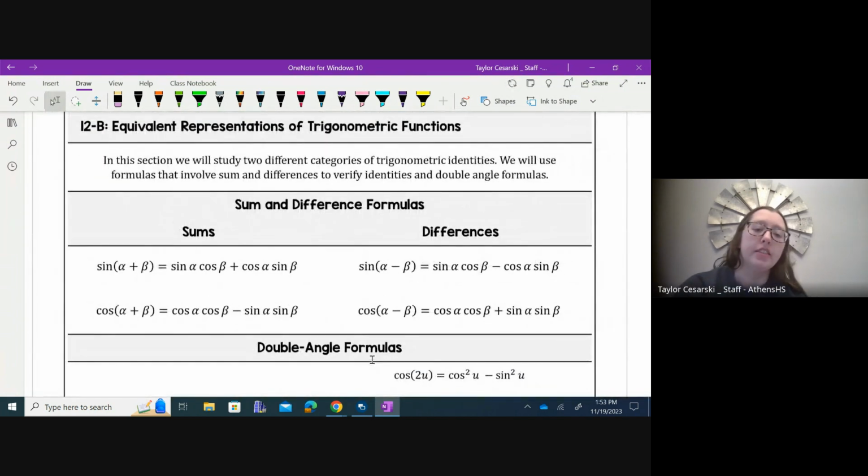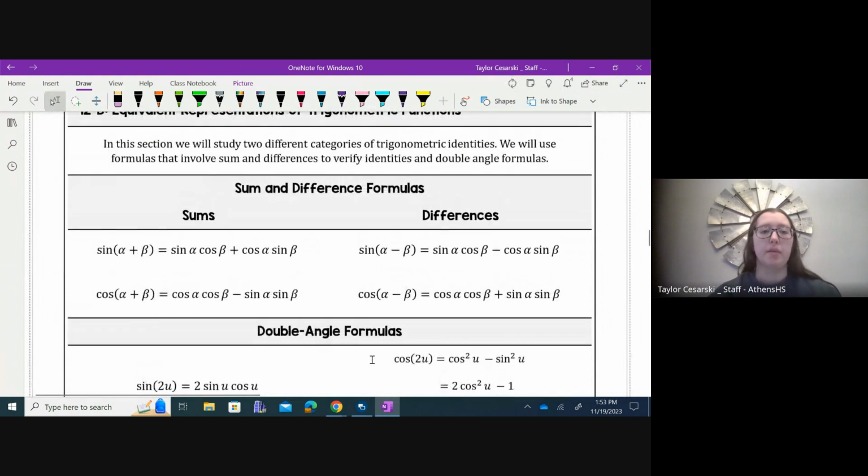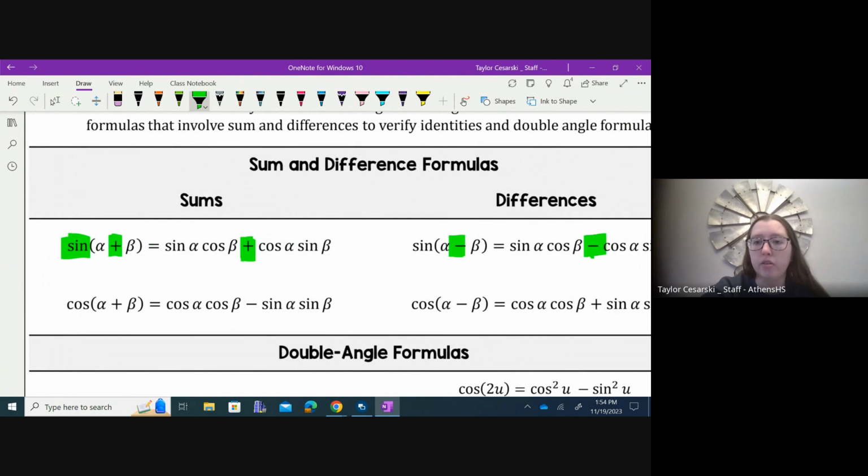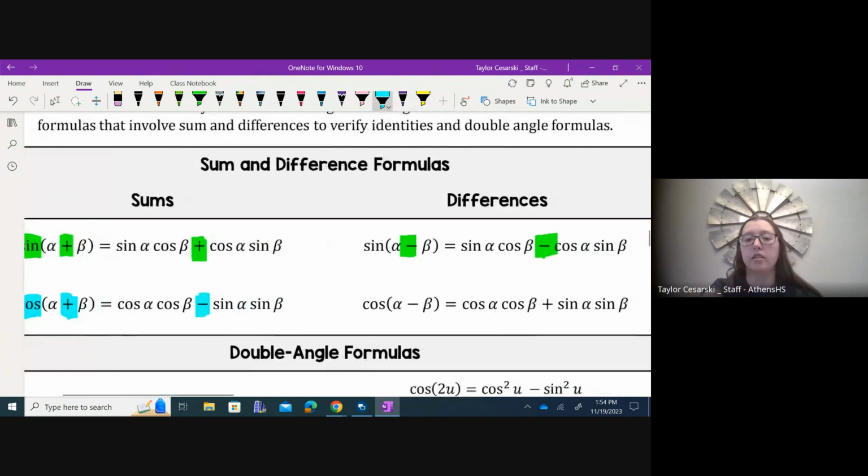All right, next are sum and difference and double angle formulas. So sum and difference, these are ones that you do have to memorize again. So I'm going to show you some tips and tricks on how to memorize these. How I think about this is sine: if you're adding two angles, this is always going to be the exact same sign. So sine is the same. If I'm subtracting two angles, well, then that sign will be the same, negative, negative. Cosine, on the other hand, will be opposite. So if I'm adding two angles, I'm going to subtract, and if I'm subtracting, I'm going to add.